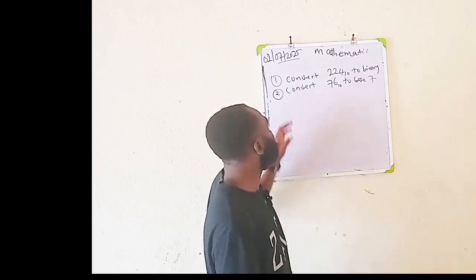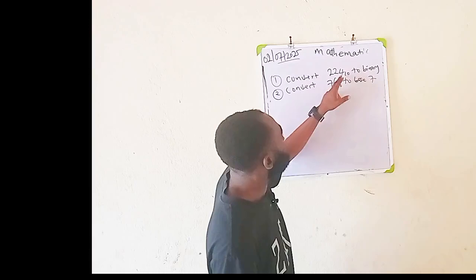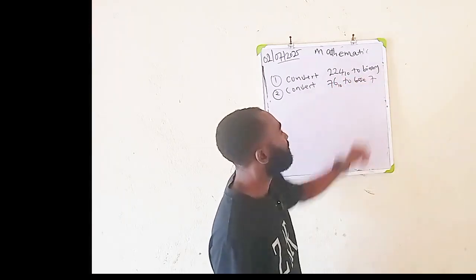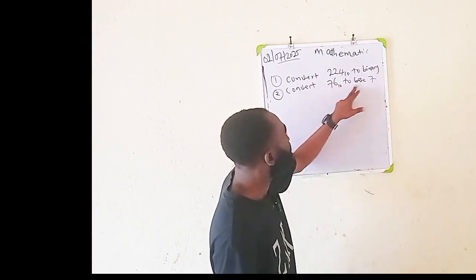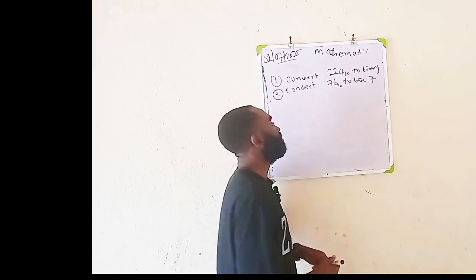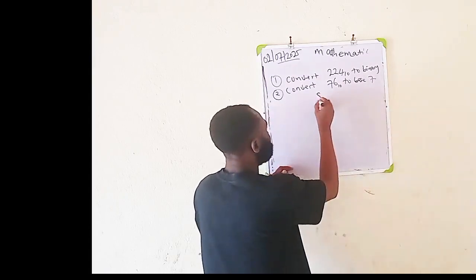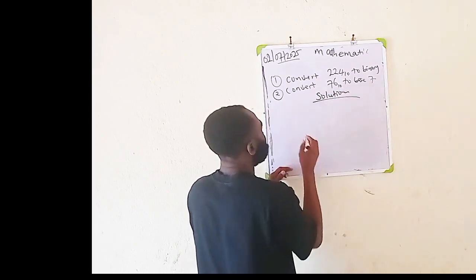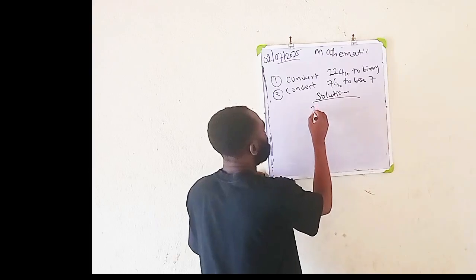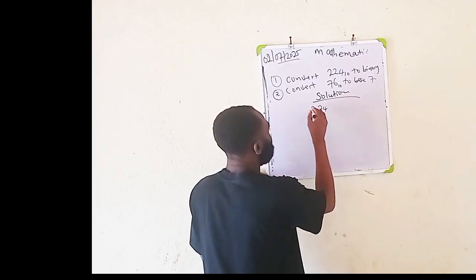So we have a question here to convert 224 base 10 to binary. And we have the second question here, 76 base 10 to convert to base 7. So we'll start with the first question, which is 224.